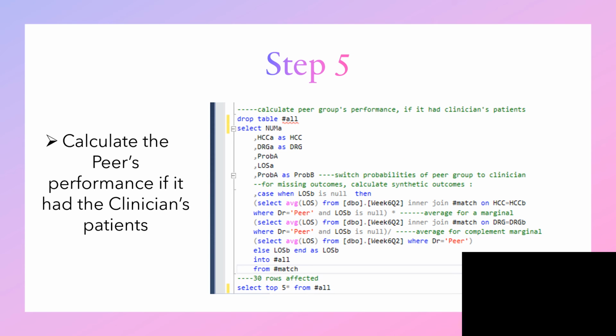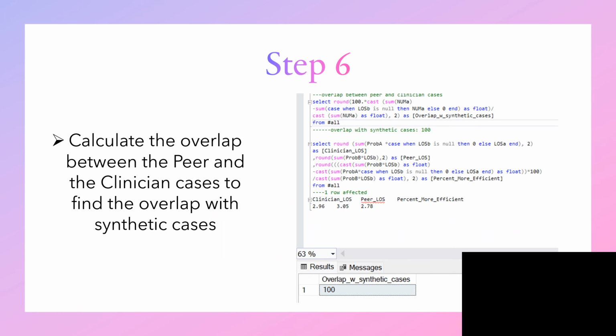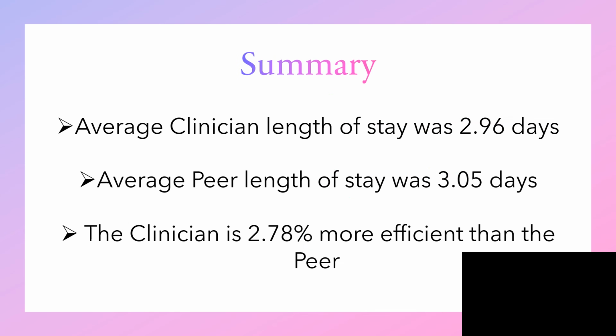Additionally, I calculated the peer's performance if it had the clinician's patients. I created a temporary table titled All. Lastly, I calculated the overlap with synthetic cases between the peer and the clinician. I then found the average clinician length of stay, the average peer length of stay, and the percentage of how much more efficient the clinician was compared to the peer.